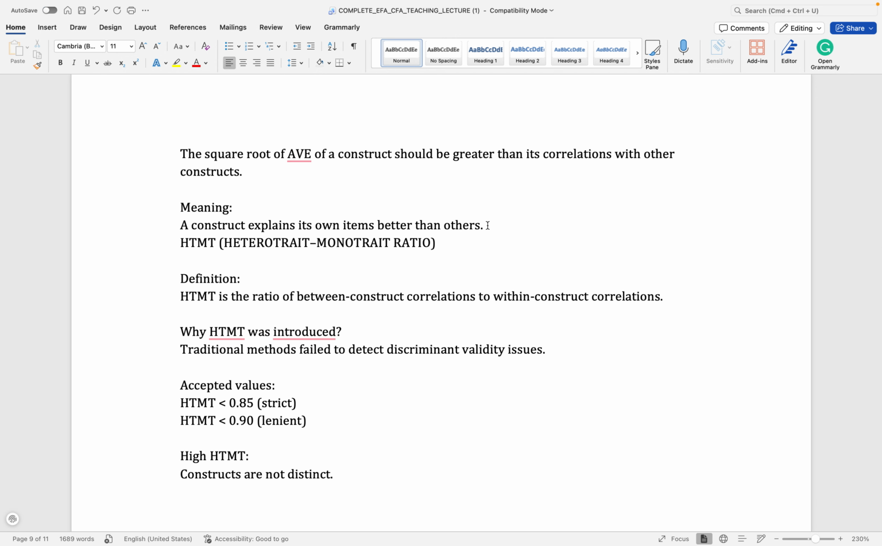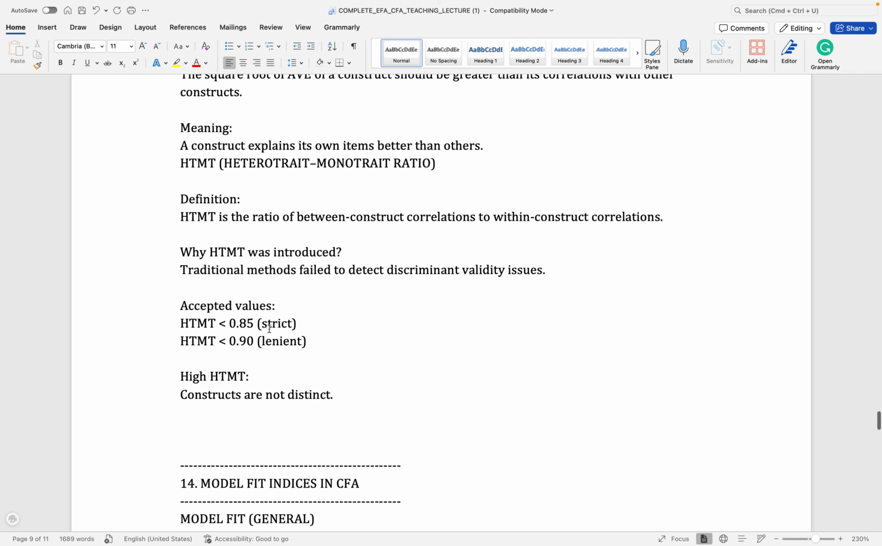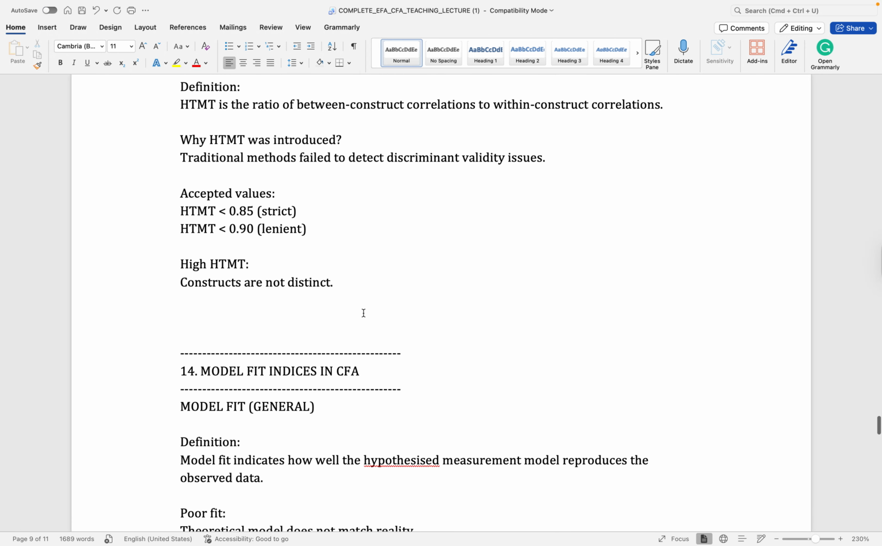HTMT is also part of discriminant validity. This is the ratio of between-construct correlations to within-construct correlations. Why was HTMT introduced? Traditional methods failed to detect discriminant validity issues. So that's why HTMT was introduced. Accepted value is 0.85 strict and 0.90 lenient. High HTMT means constructs are not distinct.